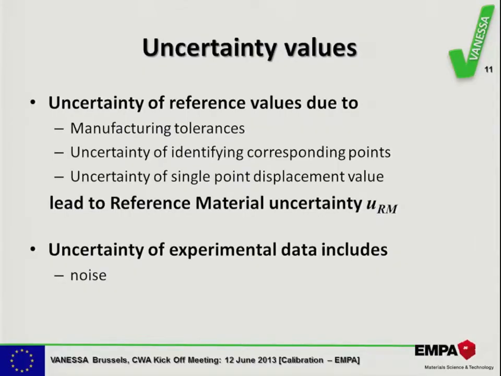What about the uncertainty values? Now, the uncertainty of the reference values are present because you have manufacturing tolerances, you have an uncertainty when identifying corresponding points on this object, and you have, of course, the uncertainty of your calibration of the single point transducer that you're using for the traceability chain. And these all lead to a material uncertainty, which we call U of Rm, the reference material uncertainty. And then, of course, on the experimental data side, you have the noise in the experiments, but you also have, or might have, some systematic deviations which you'd like to identify by using a calibration procedure.